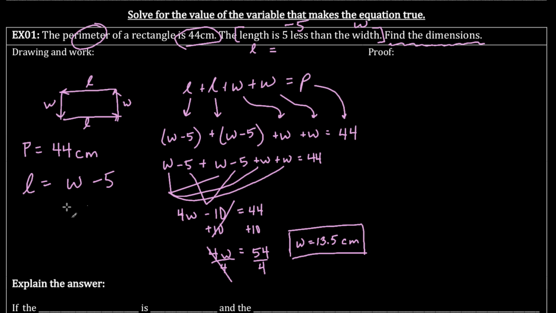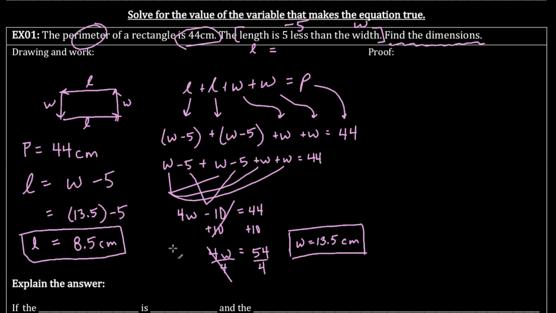Now, if we wanted the length, because we want to know both dimensions, we just substitute in 13.5 for W. So length equals 13 and a half minus 5. You could rewrite this without the parentheses since they don't matter, but I'd know that they don't matter. So that will be 8.5 centimeters. Don't forget your units.